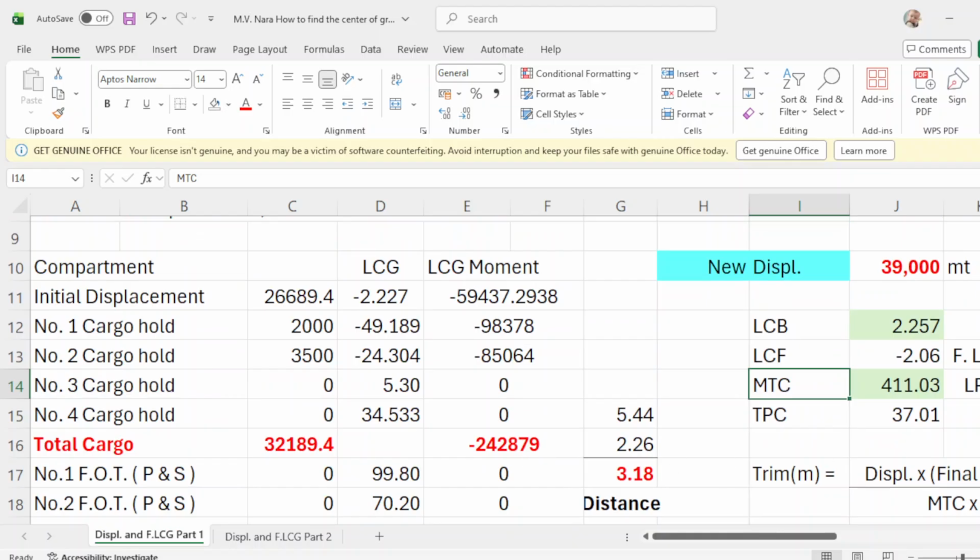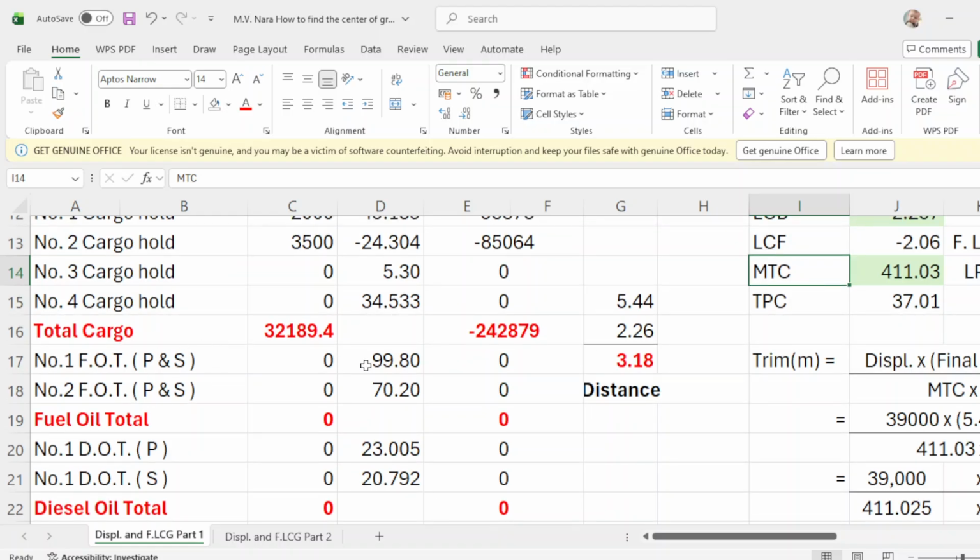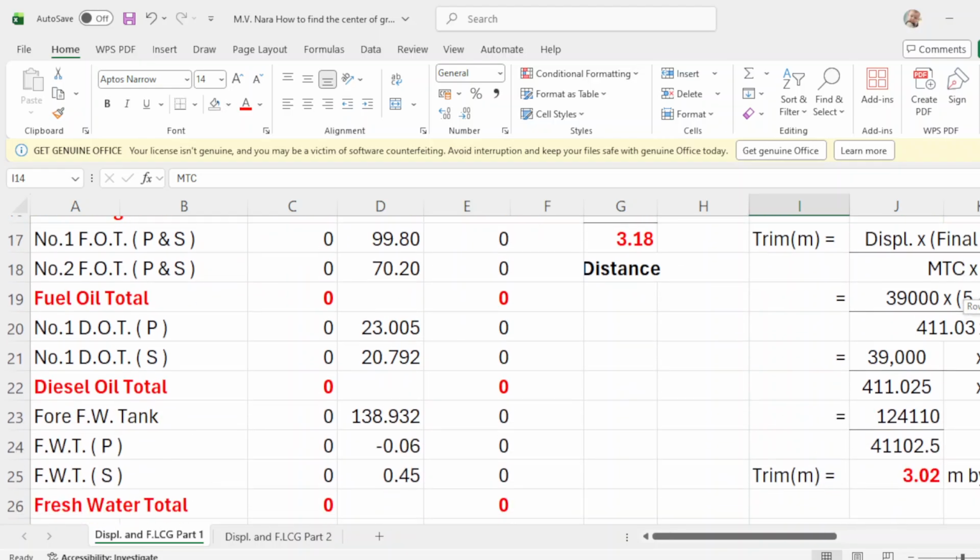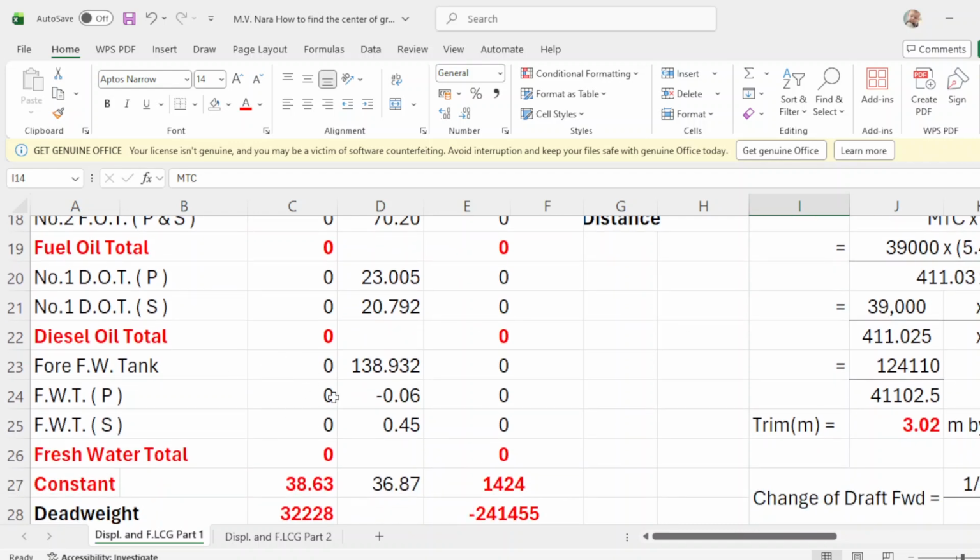Then your fuel: you don't load or discharge fuel together with your DO. So DO, diesel oil, is 0, and your fresh water is also 0. Your total fresh water is 0. And the vessel's constant is 38.63, and the LCG of this constant is 36.87. Multiply the weight times your LCG, that will be 1,424. This will be the LCG moment.